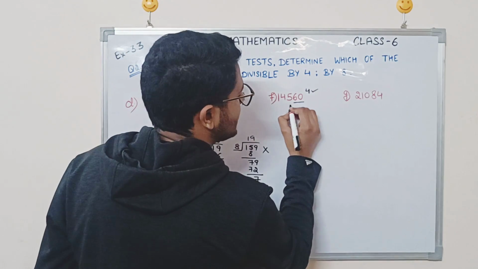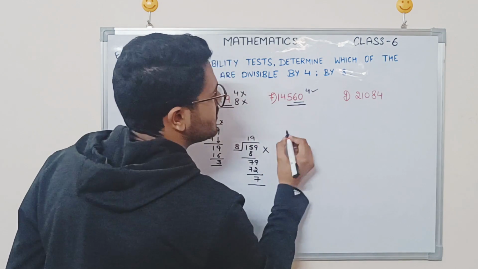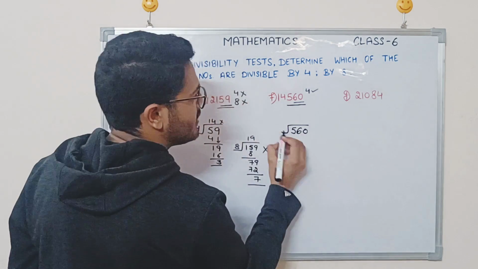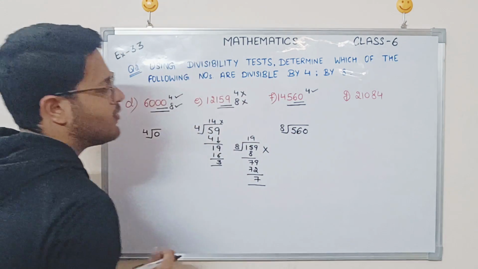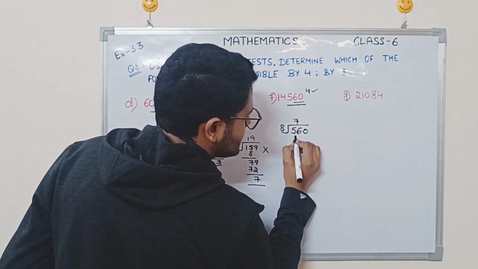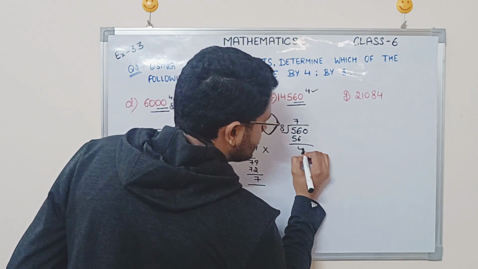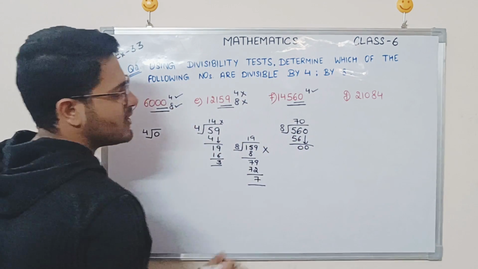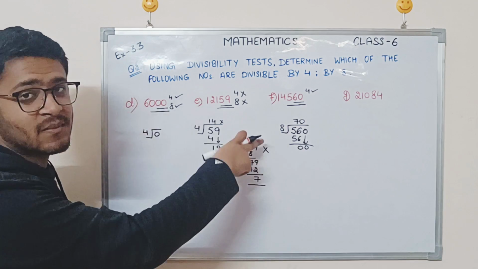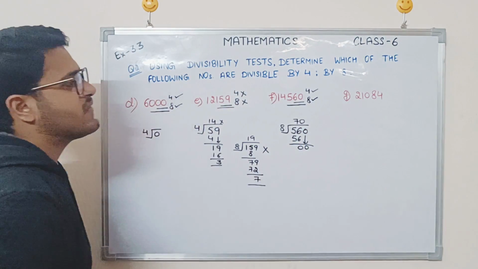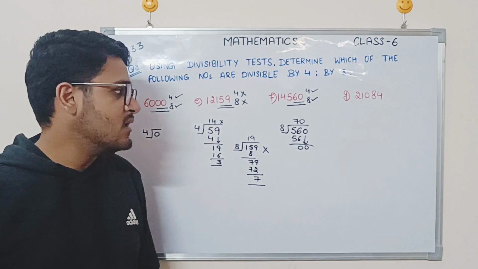Now let's take the last three digits. It's 560. Now 560 divided by 8. So what will it be? 8 sevens are 56. Then 0, and again a 0. So 560 is completely divisible by 8. Therefore this number, 14,560, is divisible by 8.